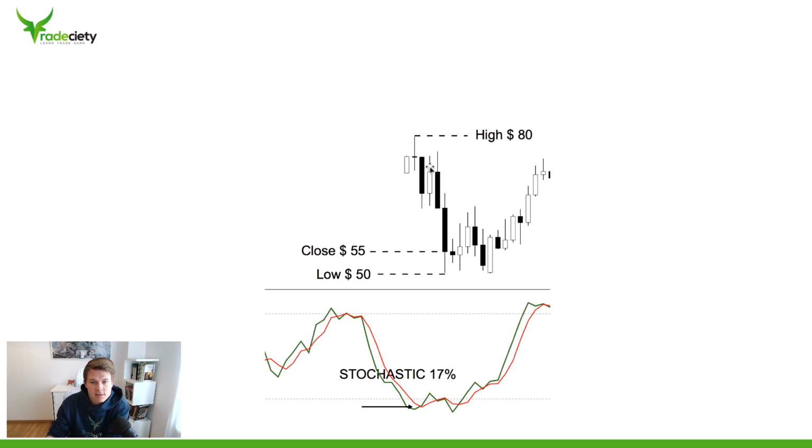Here, the opposite. So from here to here, the high of this range was 80, the low of the range is 50, and the market closed at 55. So it closed almost at the lowest low of this range. So the market is very strongly pushing into the lows. And the stochastic shows us a value of 17, which confirms that obviously the market is pushing very, very strongly into one direction. And now let's apply this to our charts and see how to use it.